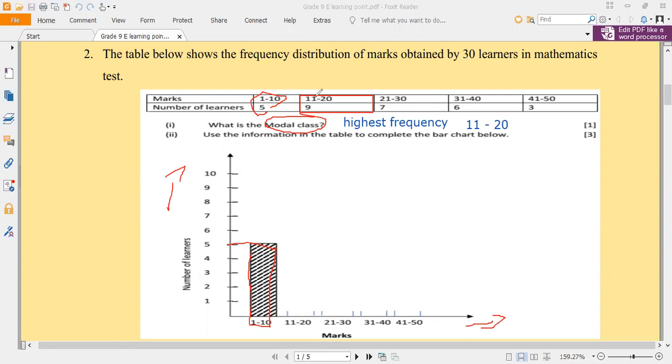11 to 20 goes all the way up to 9, somewhere there. So that means we need to draw a line. Oh no, my hand is not that straight. So I'm going to draw a line. Okay, let me just use a ruler here so that I don't struggle much. So we draw a line from that point up to here, and then we pick another one here all the way up to that.